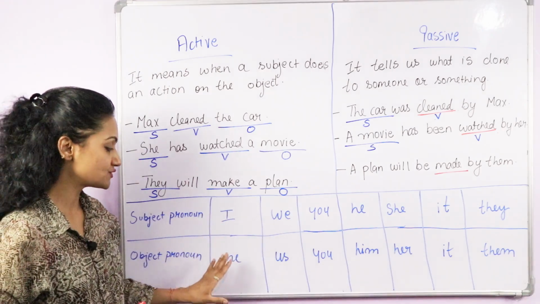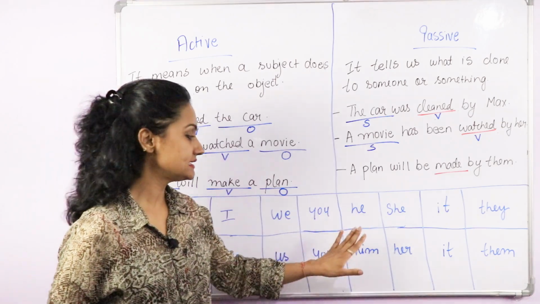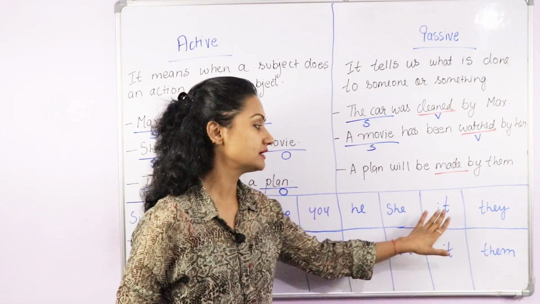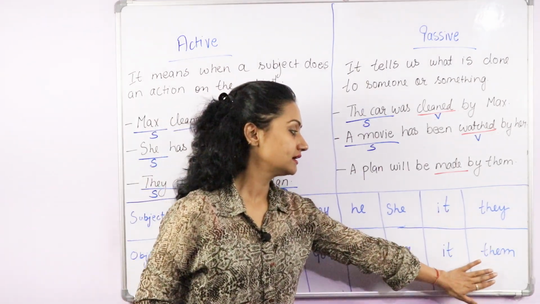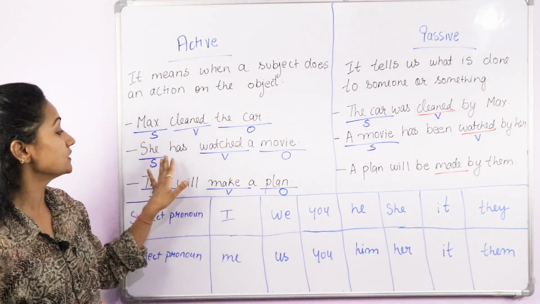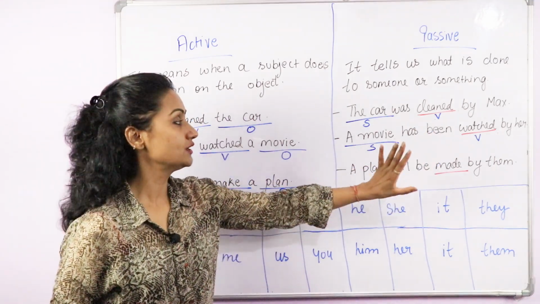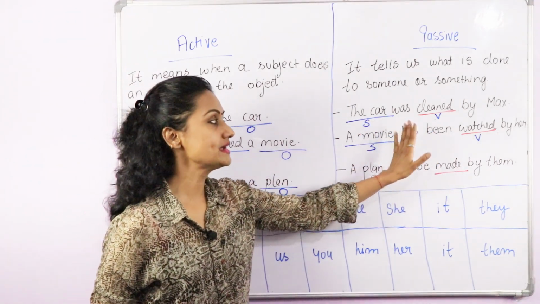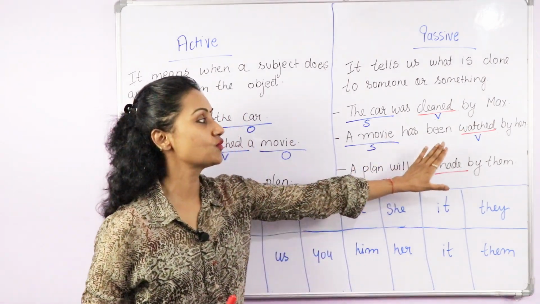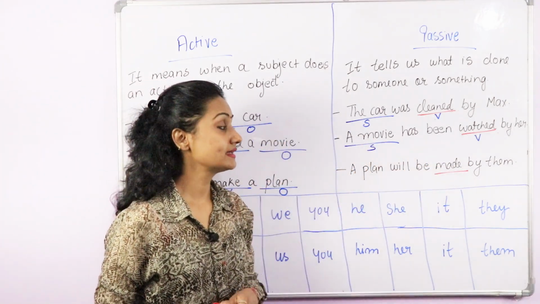So I is replaced by me, we is replaced by us, you will not change, he will be replaced by him, she is replaced by her, it will not change, they is replaced by them. Generally this is what happens here. So here in place of she, you will use her, not she. You cannot make this sentence like, a movie has been watched by she. That's incorrect. A movie has been watched by her.